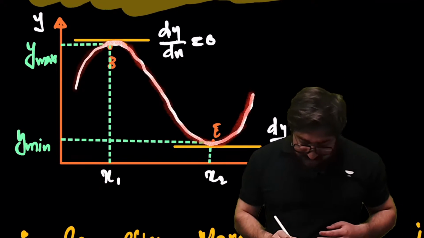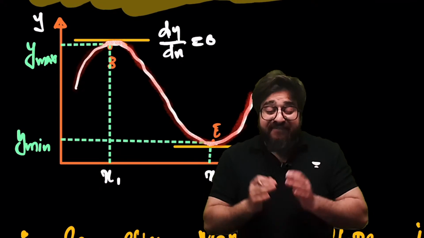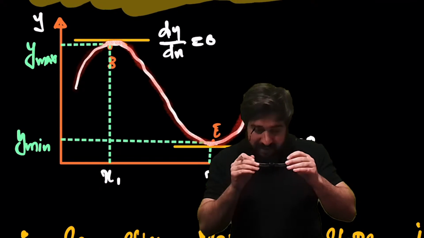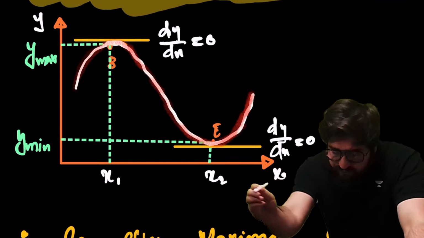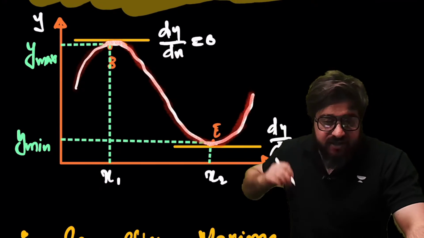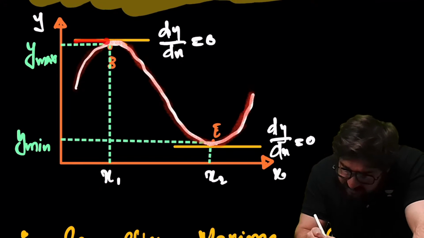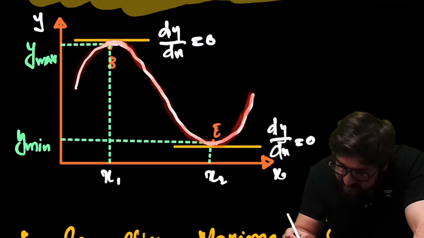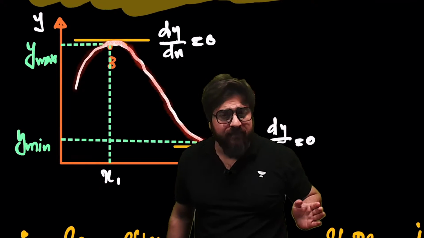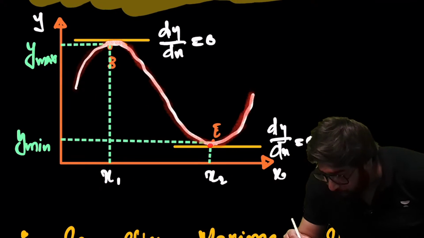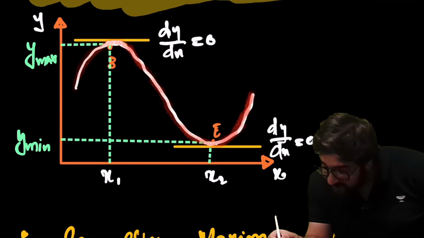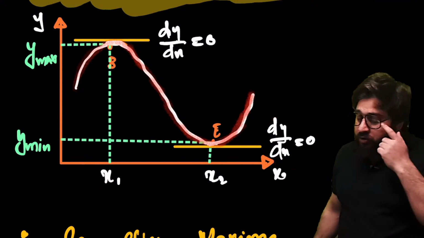Now I want you guys to find the slope at maxima and minima. Sir, if we draw a line at this maxima, don't you think this line is parallel to the x-axis, so slope will be 0? Slope will be 0 at maxima. Similarly, if we draw a tangent at this point, the minima, you can clearly see the slope at this point is also 0.